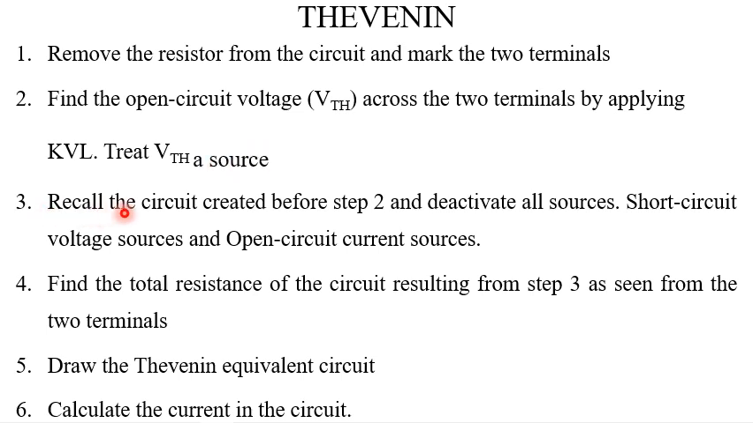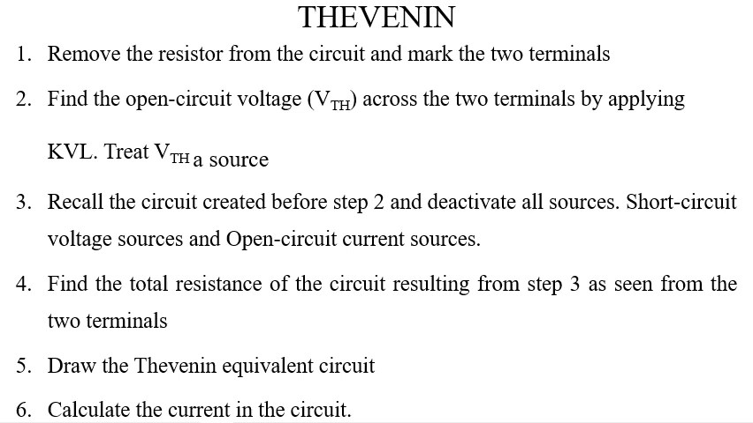Then recall the circuit created before step 2. We go back to step 1, pick the circuit that was given to us, and deactivate all sources. Meaning if it is a voltage source, we short circuit it, and if it is a current source, we open circuit it. That is all about it. Then we find the total resistance of the circuit resulting from step 3 as seen from the two terminals. Then finally we draw the Thevenin equivalent circuit and calculate the current through it.